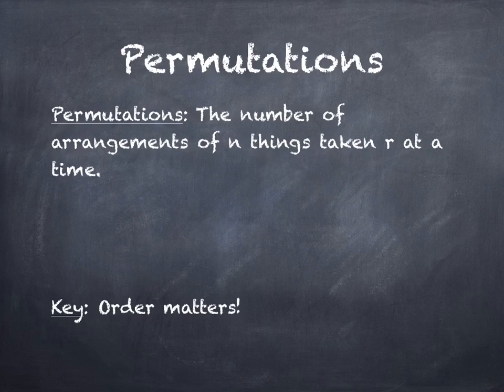All right, so the first one we're going to take a look at is permutations. Permutations is a way of counting when order matters. So that's the key down here, is that order matters. And what this is, it's the number of arrangements of n things taken r at a time. Okay? When the order matters.